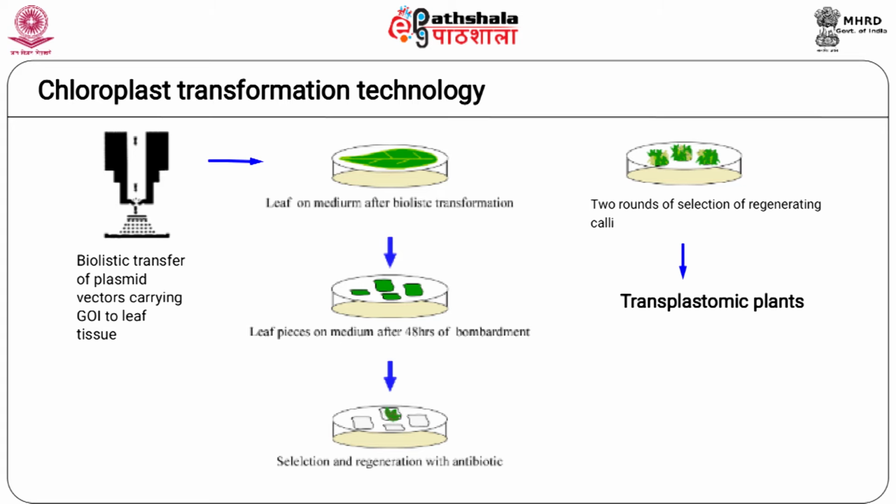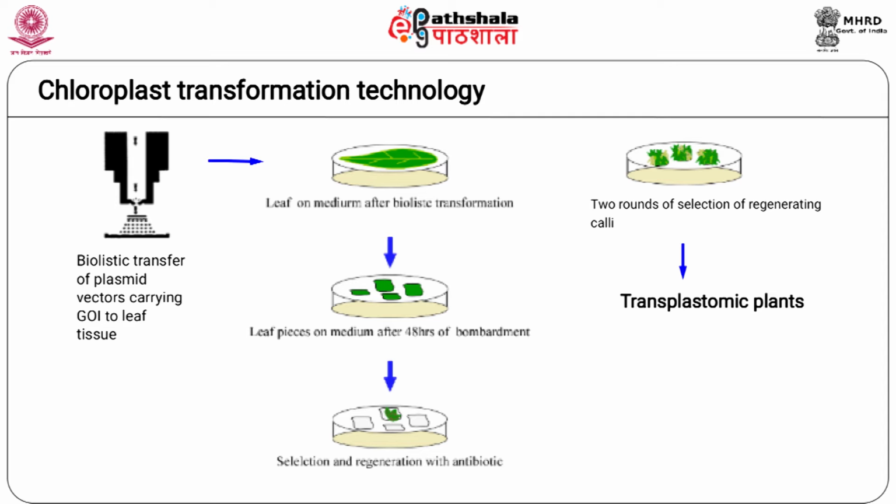The biolistic approach is most popular in chloroplast transformation. E. coli plasmids in which a selectable marker gene and the gene of interest are introduced into chloroplasts of detached leaves using the biolistic method. The leaf is then cut into pieces and grown on a regeneration medium containing the appropriate antibiotic depending on the selectable marker used. After 2 rounds of selection, the regenerated plants are transplastomic with the gene of interest inserted in the plastid genomes.